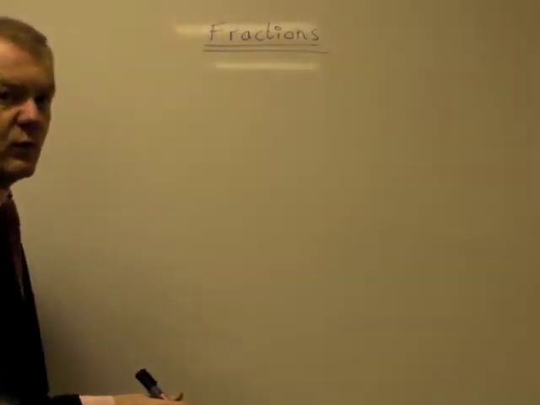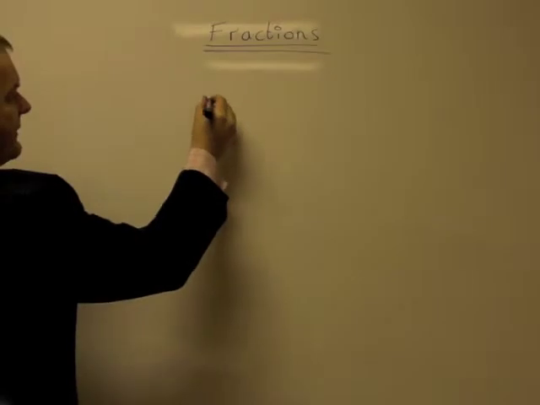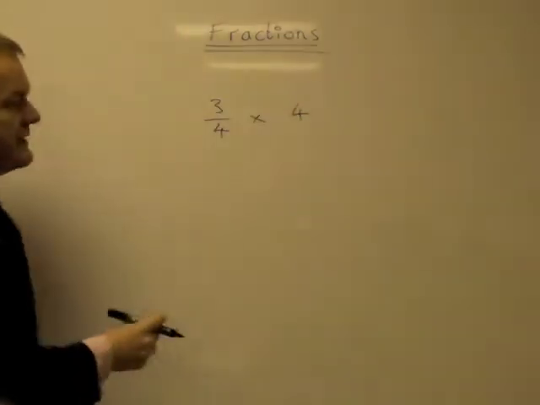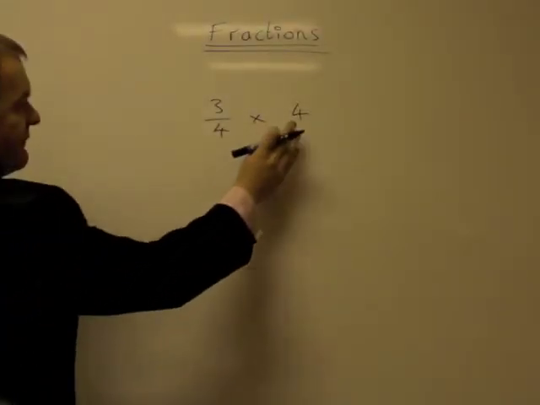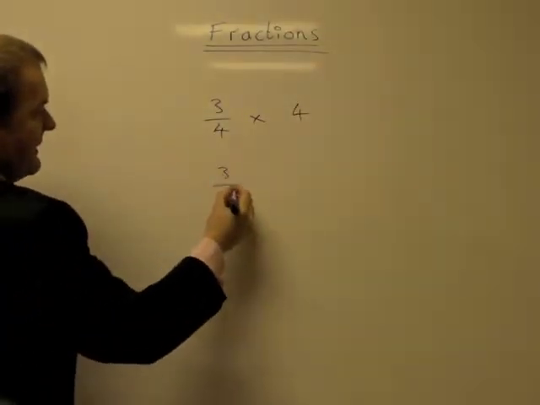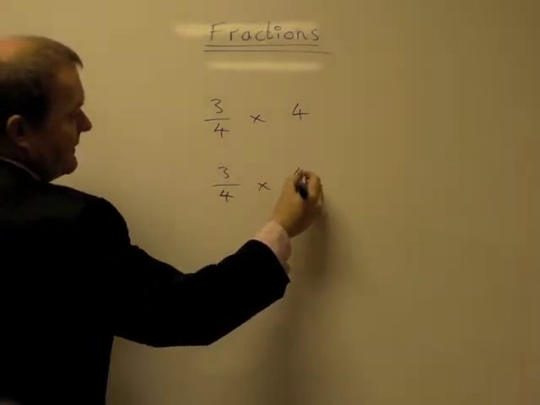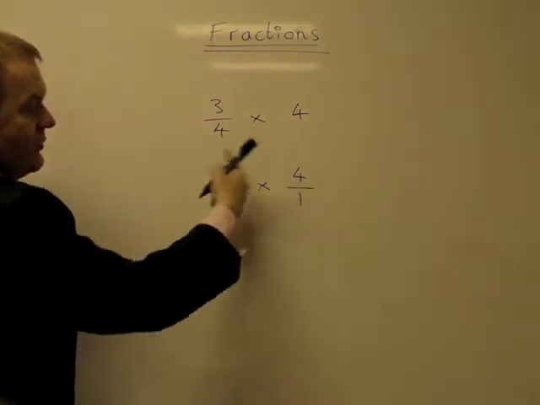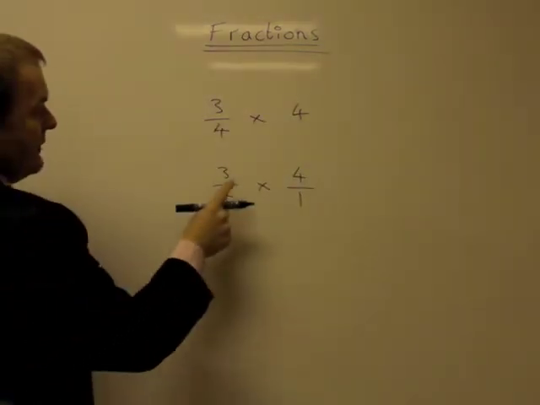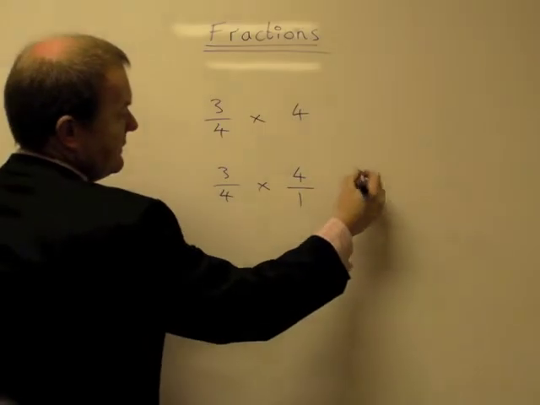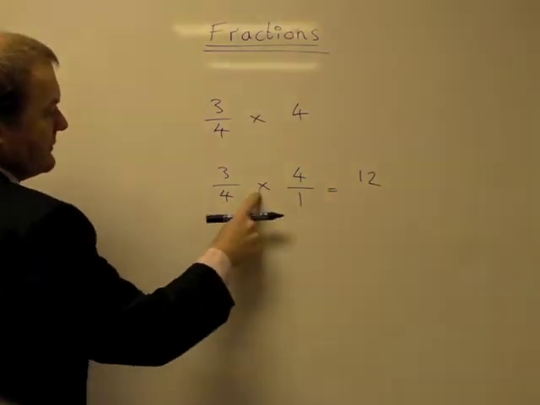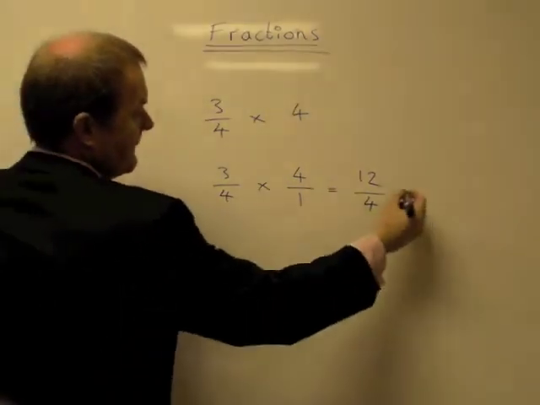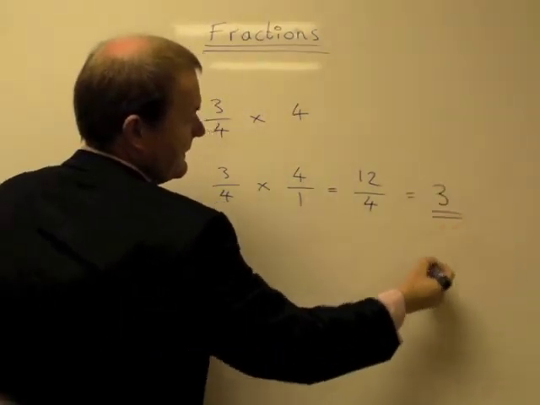Okay, but what happens when one of your numbers is a whole number? So say I have 3/4 times 4. So this looks complicated, but what you need to remember is that a 4 is exactly the same as 4 over 1. So 4 divided by 1 is 4. But now it looks more like the ones we were doing a minute ago. We can now work these out. 3 times 4 is 12. 4 times 1 is 4. So we end up with 12/4, which hopefully you'll spot is 3.